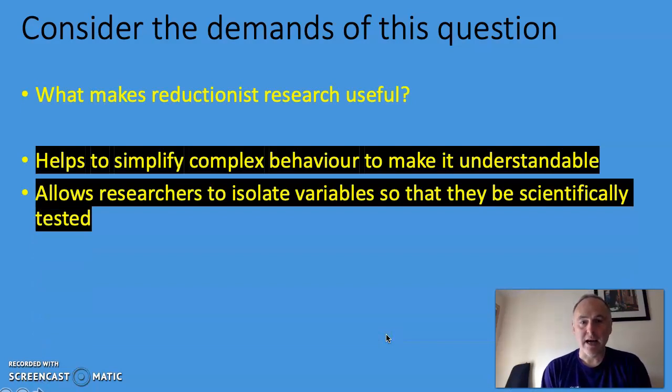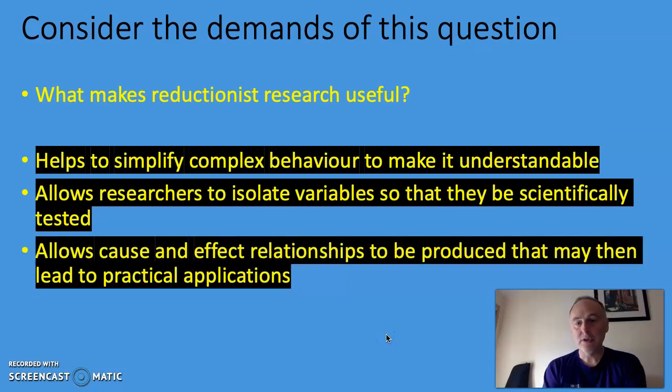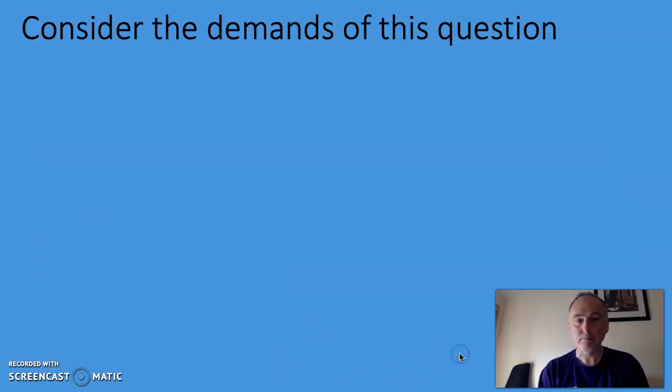Allows researchers to isolate variables. Now, if you remember, isolating variables is a key part of scientific research. So hopefully you start to shout out psychology as science at that point. And allows cause and effect relationships to be produced. Now, that's really useful. If you've got cause and effect relationships, that means that you've got a far bigger possibility of getting some practical applications from that. Can you see how that would make a piece of reductionist research useful in this particular case?